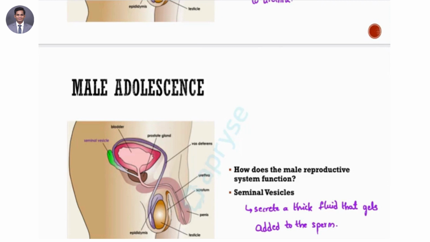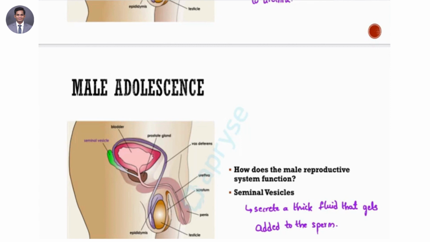The seminal fluids come from where? They come from the seminal vesicles, which are pouch-like structures that you can see at the base of the bladder. These seminal vesicles contribute a significant portion of the fluid that makes up semen. So semen is different and the sperm cell is different. This fluid is rich in fructose, enzymes, some prostaglandins and things like that.